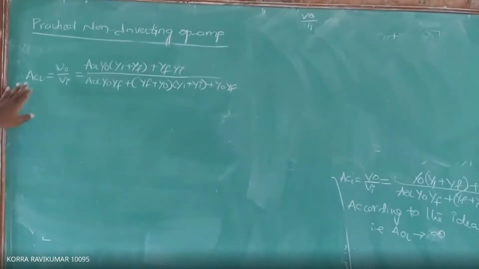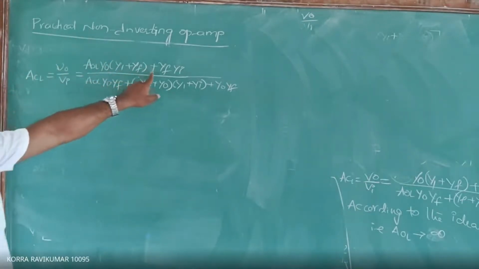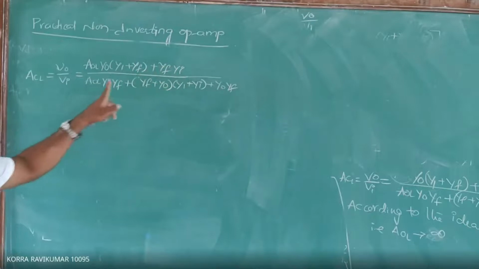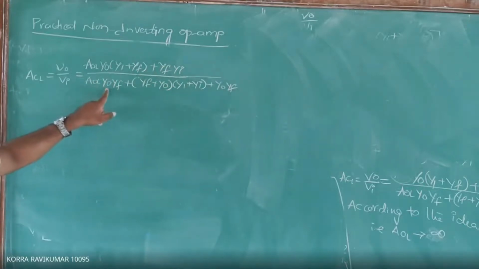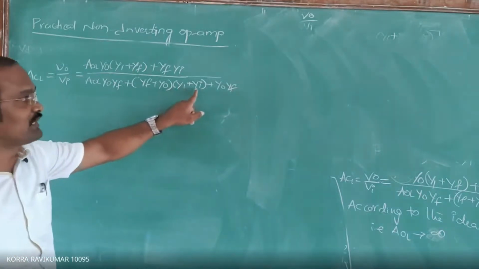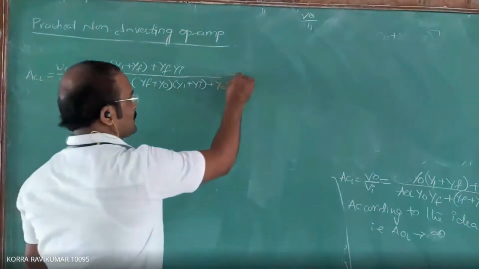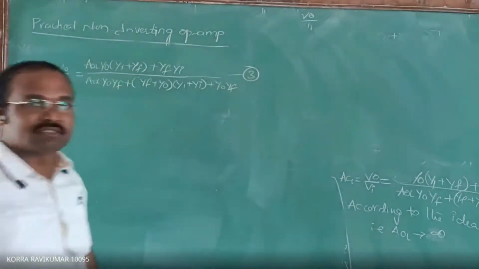See here. ACL equal to V naught by VI, which is equal to AOL into Y naught of Y1 plus YF, plus YF into YI, divided by AOL into Y naught YF plus Y naught of Y1 plus YI plus Y naught by F. This is the equation we got after simplification. This is equation number 3.